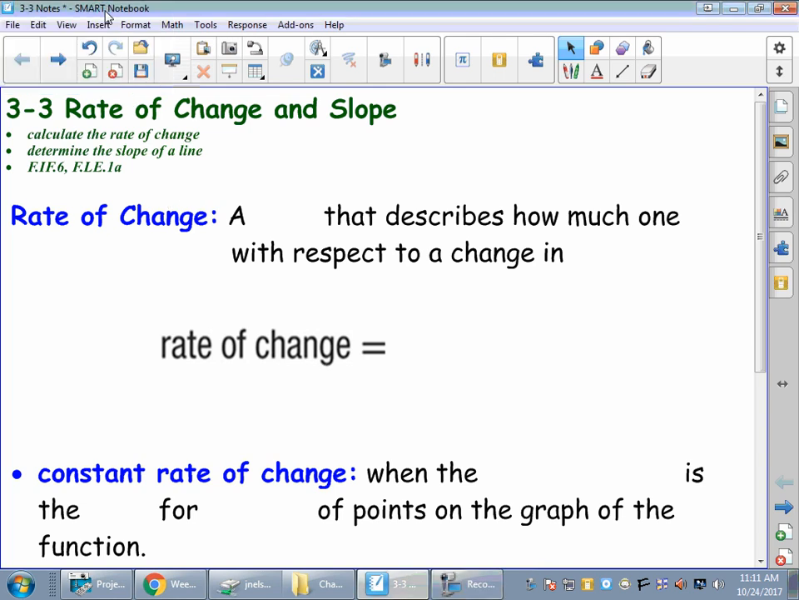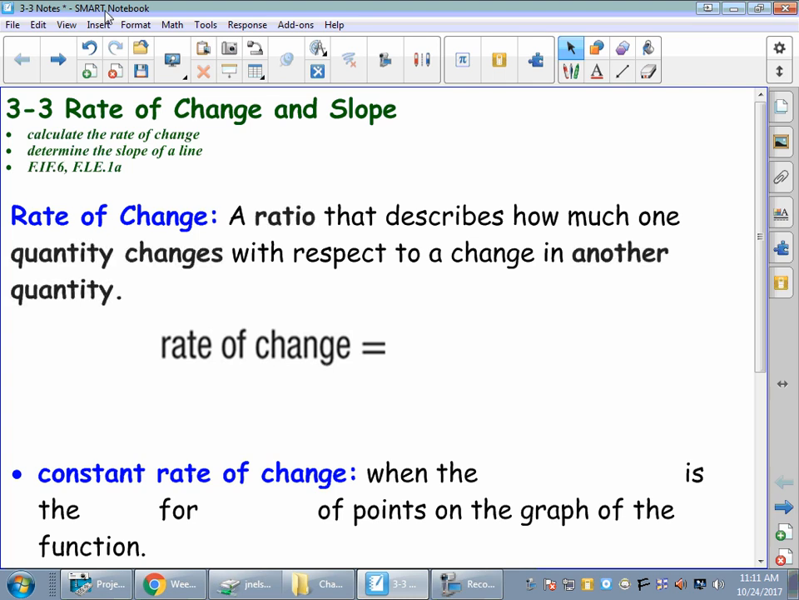These are the three notes on rate of change and slope. So we are going to find the rate of change between 2 points. It may be linear or not. And then we're going to find the slope of linear functions. So to start off with, we need to define these things.